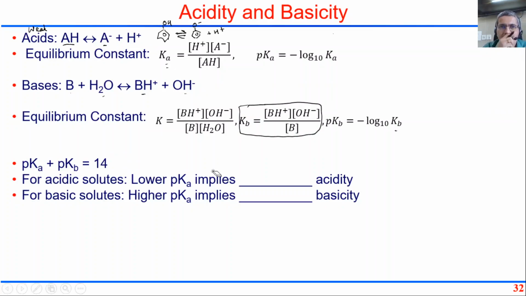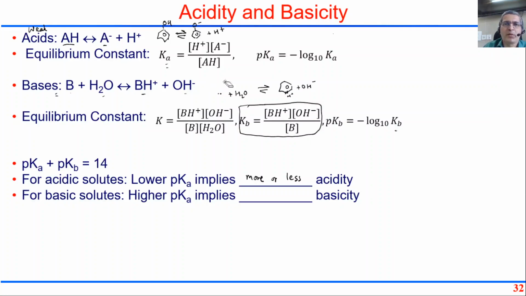So for acidic solutes, lower pKa, what does it mean? Does it mean more acidity or less acidity? More or less, which one? And in the same way, if you take basic solutes, basic solute would be, let's say, pyridine. Pyridine is a basic solute because it has a lone pair on nitrogen. It can accept a proton from water and it will give you NH plus and OH minus, right?